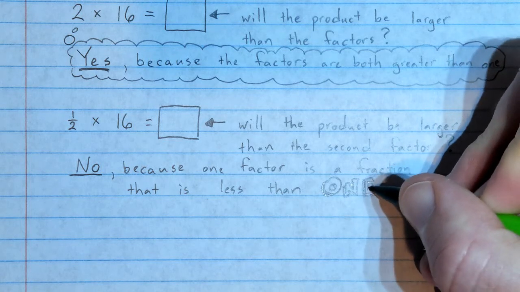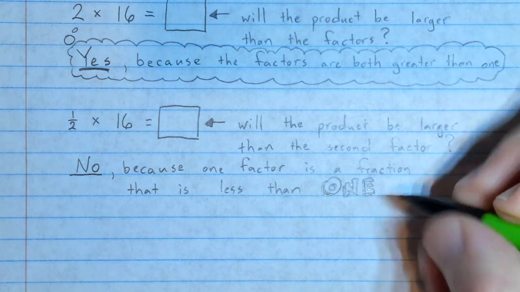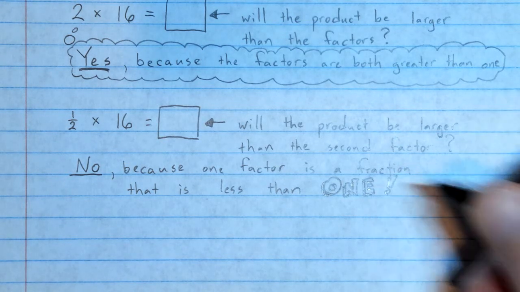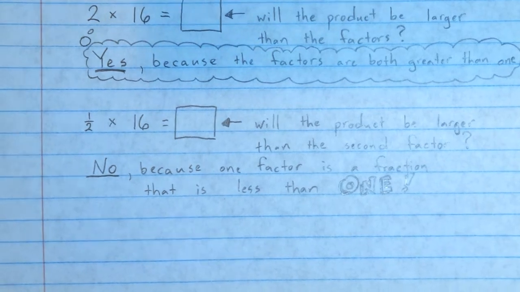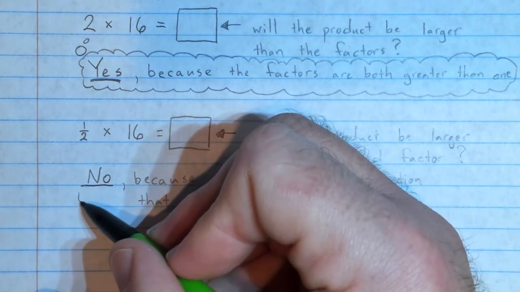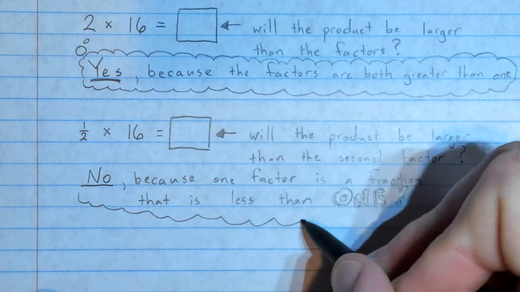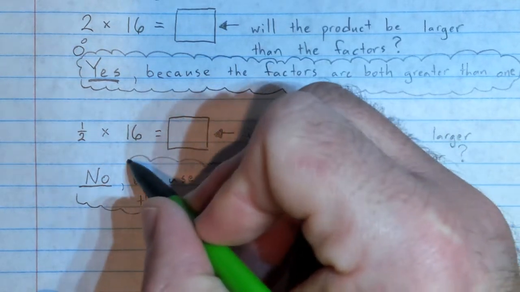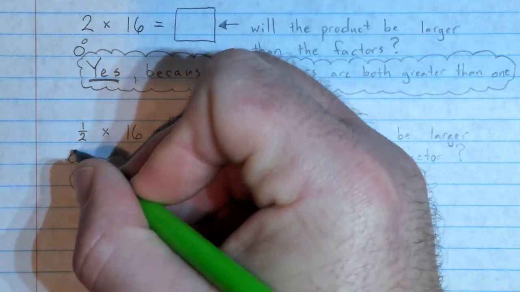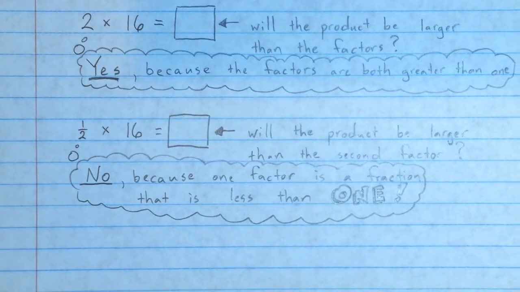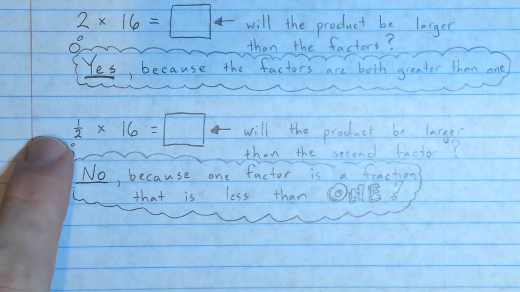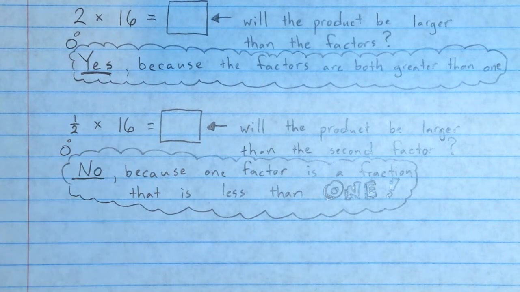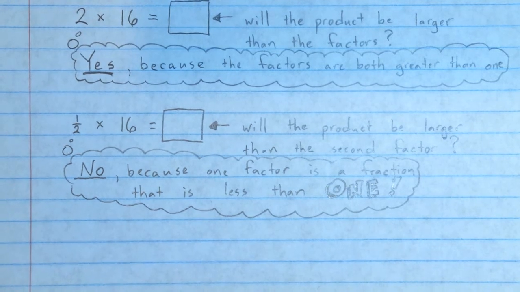Now, I can have fractions that are more than 1. If I had an improper fraction, for example, that would be more than 1. That improper fraction might still increase my product. My product might end up being bigger. But in this case, and this is true for decimals too, because fractions and decimals are basically the same, if it was a fraction or decimal that is less than 1, my product's going down. Half of 16, 1/2 times 16, would be 8.